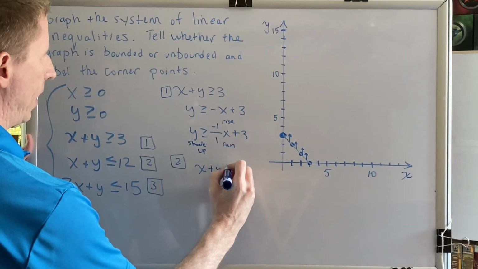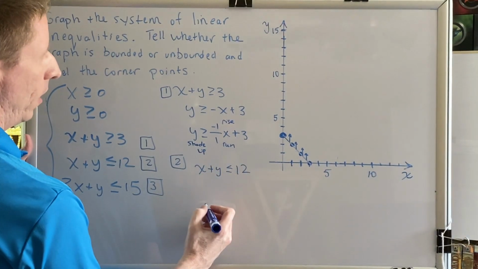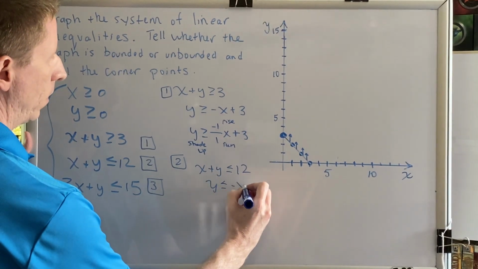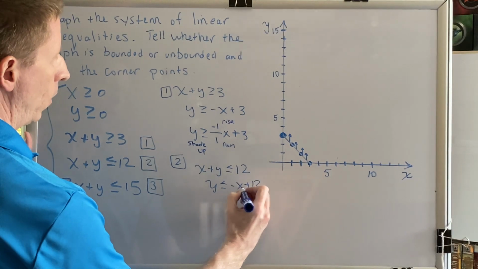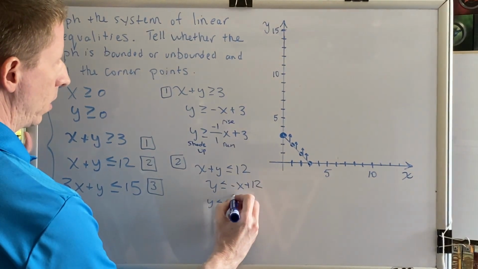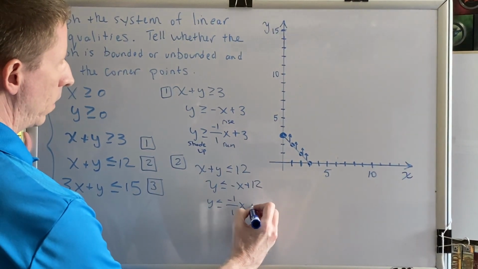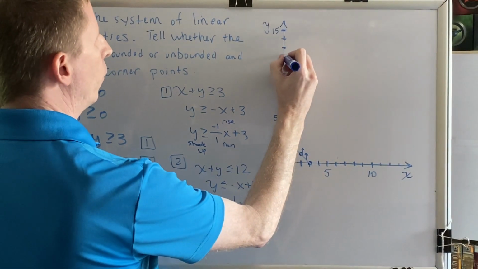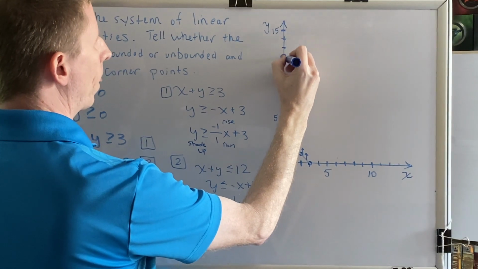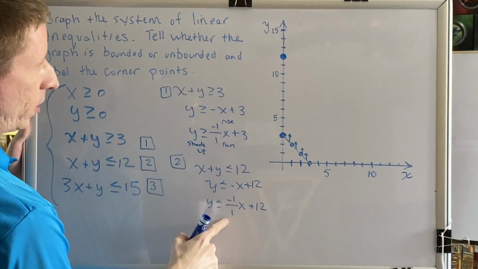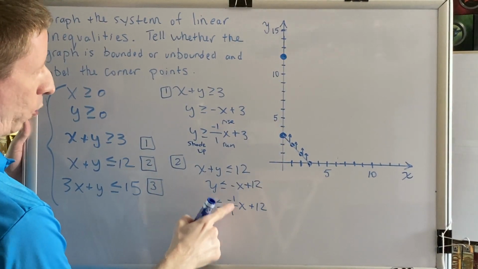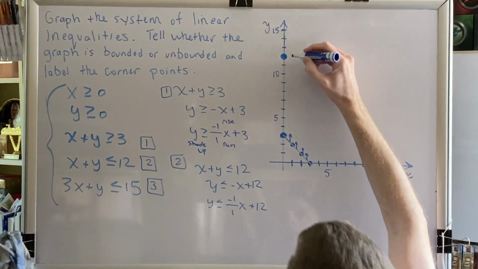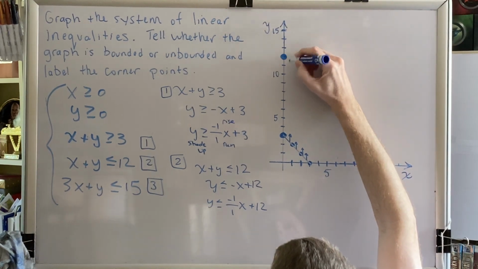x plus y is less than or equal to 12. The algebra will be very similar. Move the x to the other side. Rewrite the slope as a fraction. Plot the y-intercept, this time at 12. Rise and run using the same slope as before. Down 1, right 1. This time we have a longer journey and we need to be careful. So we go down 1 and 1 to the right.